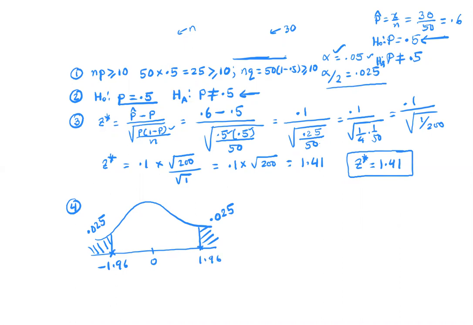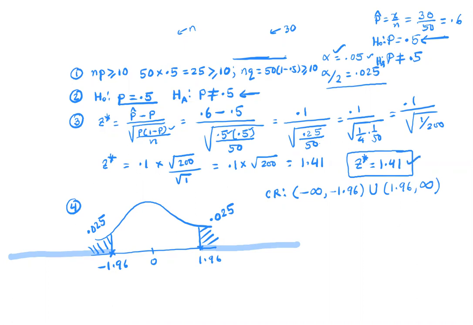Your critical regions are going to be everything from here all the way to negative infinity, everything from here all the way to positive infinity. If you write it out, it's going to be negative infinity to negative 1.96 union 1.96 to positive infinity. All right. Now you do the comparison.